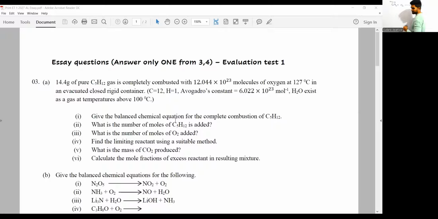The complete combustion is done with 12.044 into 10 to the power 23 molecules, at 127 Celsius in an evacuated rigid container. It says H2O exists as a gas at 127. Carbon and hydrogen relative atomic masses are given. So this question is actually guiding you, showing you the proper way. Look at the first one, they're asking you to balance the reaction.